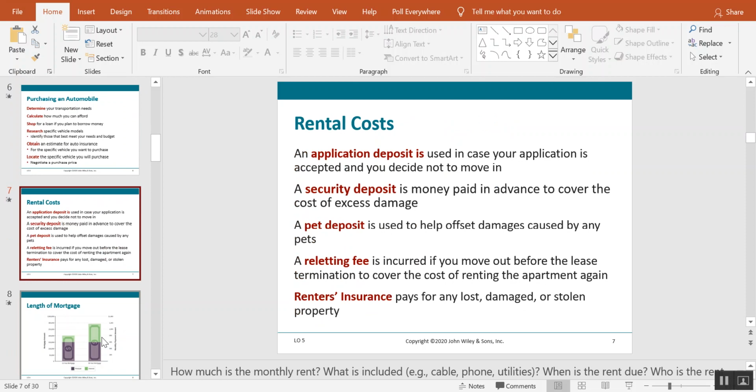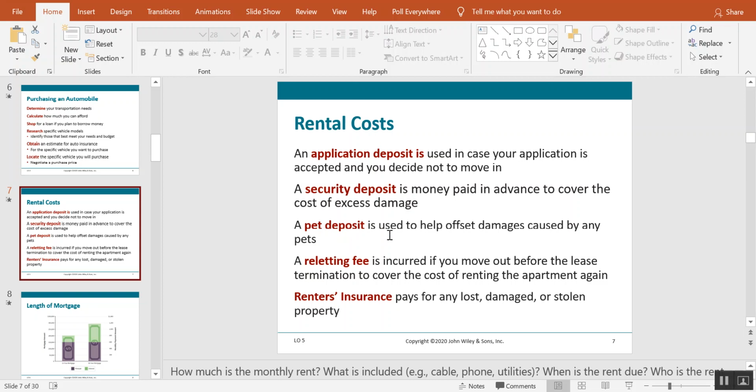Now, this is about renting a home versus buying a home. We're moving into another phase of lending here. If we're looking at renting an apartment or a house, you're going to have an application deposit that you typically will pay, especially for an apartment complex. You'll pay a security deposit. Basically, that guarantees the landlord that you're not going to damage the place and move out, because if you do, they get to keep that security deposit.